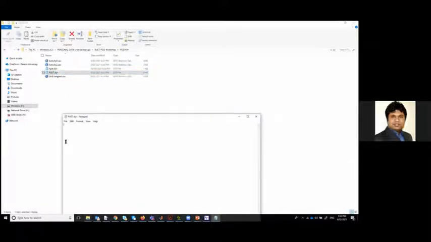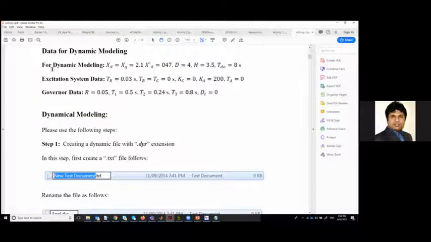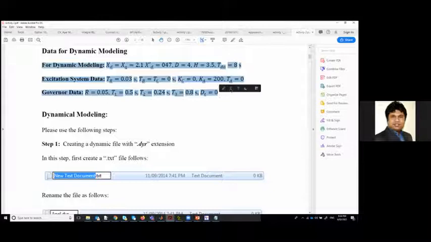We put the modeling information. We put all the parameter information, that means the parameters that have been given for this dynamic model. That is what we put there, and we complete that dynamic modeling.